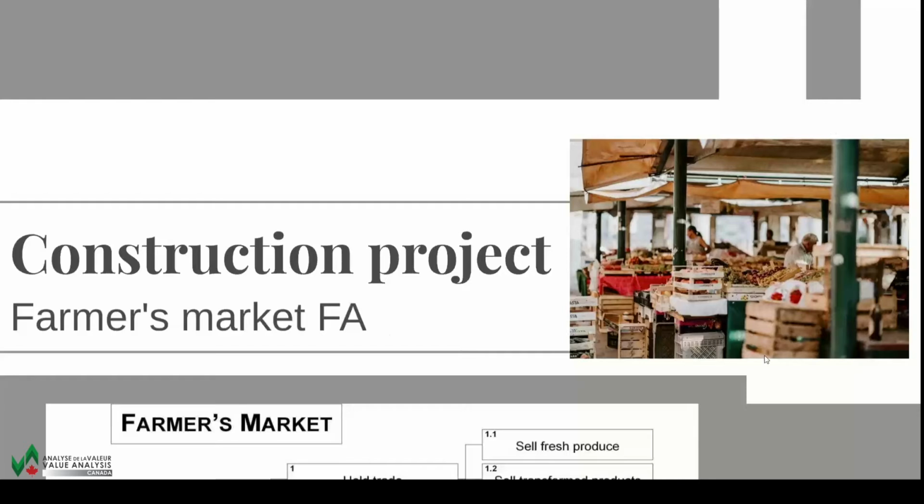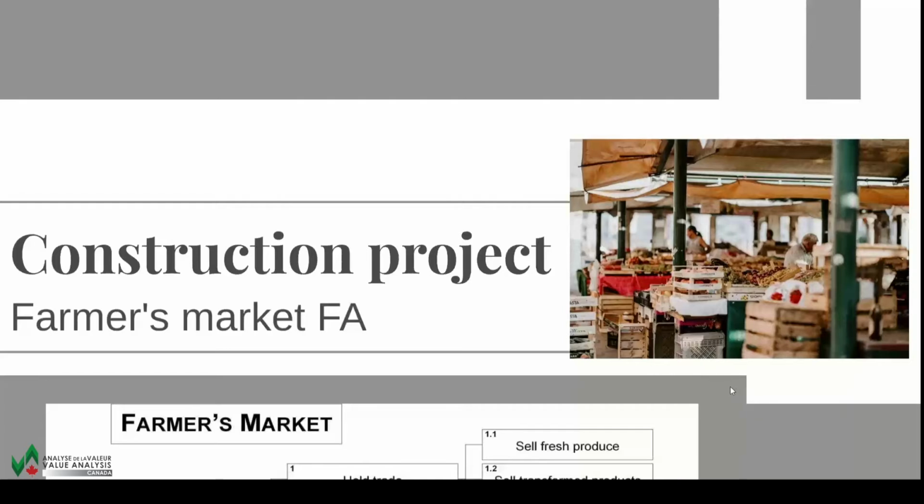So a farmer's market. This city wanted to build a new farmer's market because the old one was way too small and too old, and there was no parking and so on. So they wanted to move it to another place. But a farmer's market is not just a roof and columns and a concrete slab. There's a lot more to it.